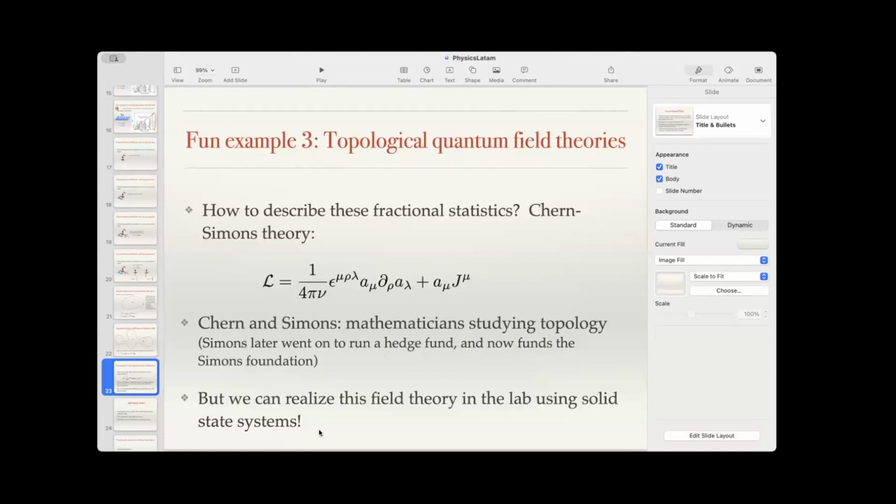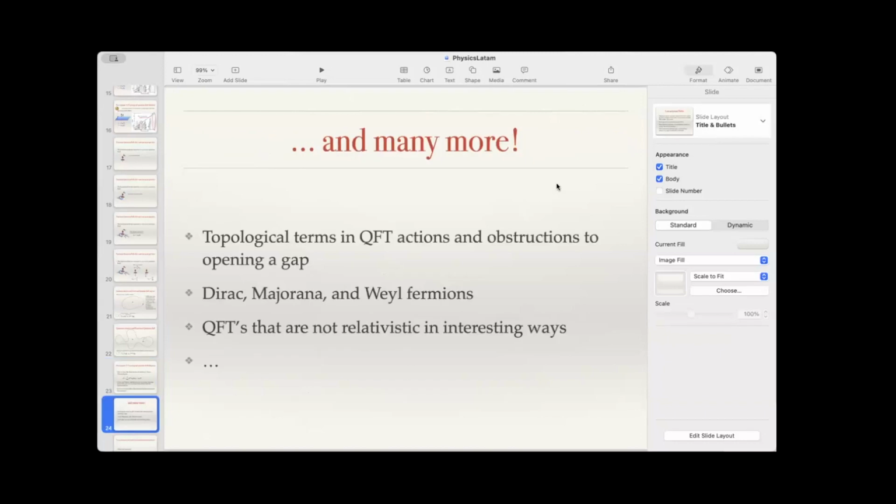But I think this is a very nice illustration of how some of these seemingly quite exotic theories, quantum field theories, can be realized, again, in solid state systems in the lab. Okay. So these are just a few examples of some of the fun quantum field theories that are relevant to understanding condensed matter systems. There are many more, okay?